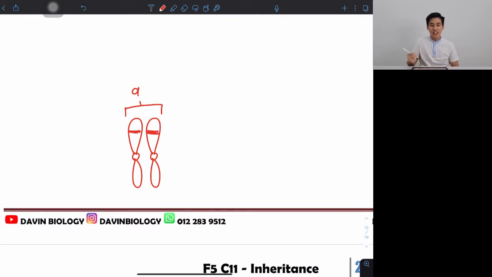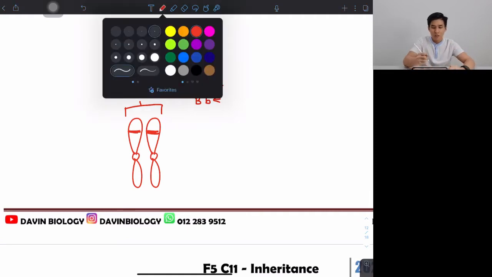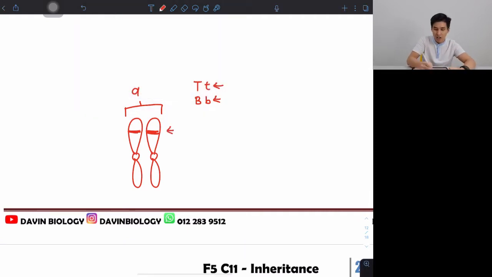Now, unlike other genes that we learned previously, which only have one dominant and one recessive allele, where we use a capital letter for dominant and a small letter for recessive, like big T, small t, big B, small b, say for your hair color or eye color, for example. But when it comes to the blood group gene, there are actually a total of 3 alleles, which we write in the form of IA, IB, and IO.